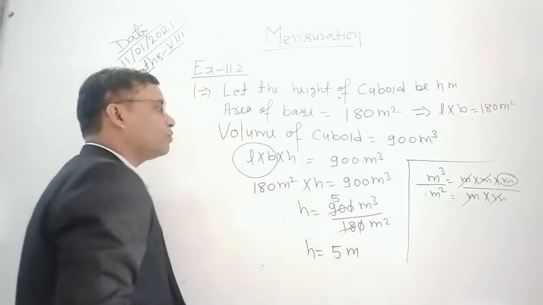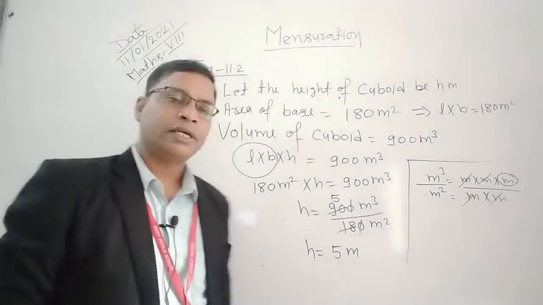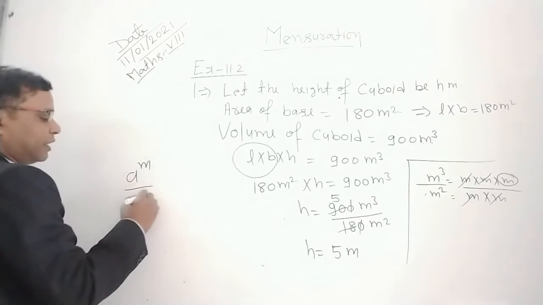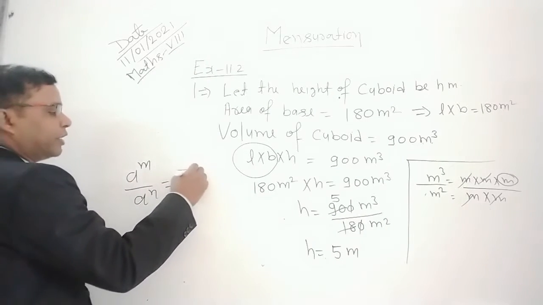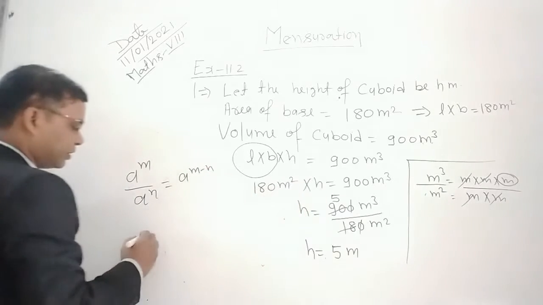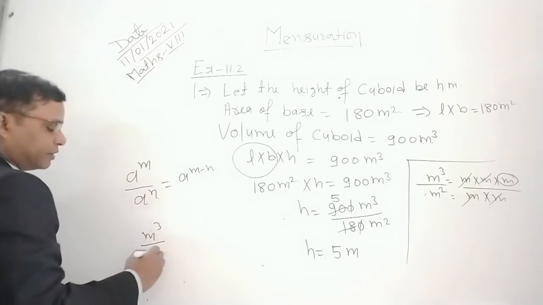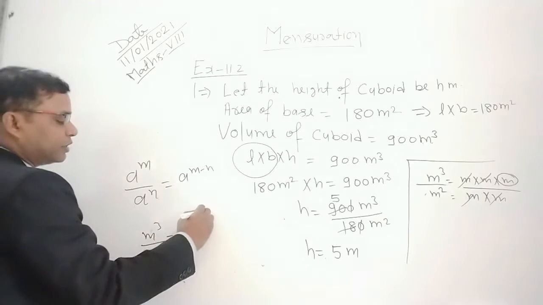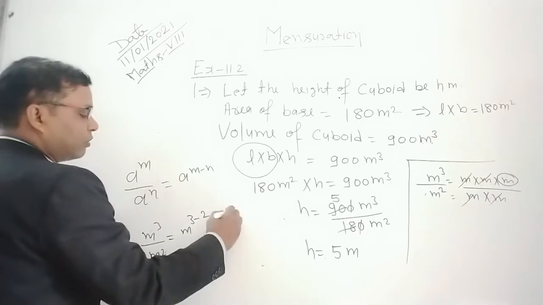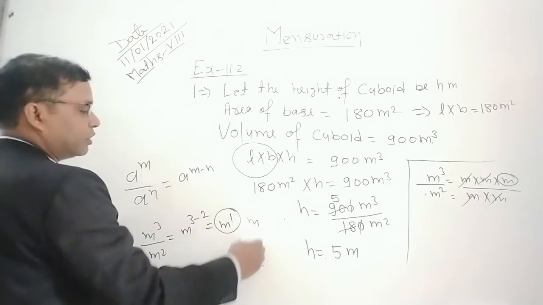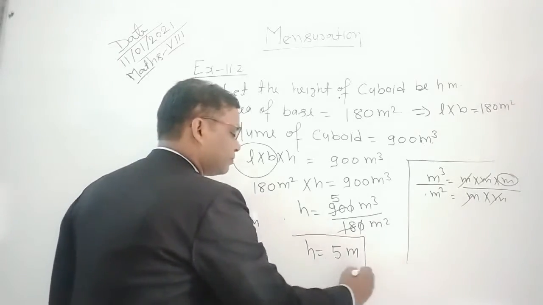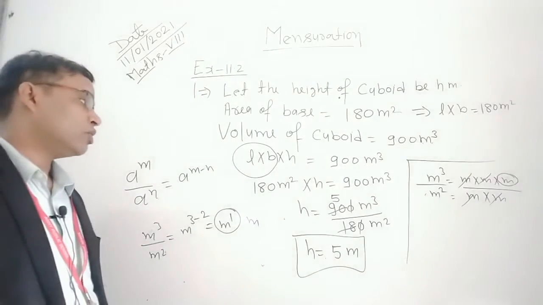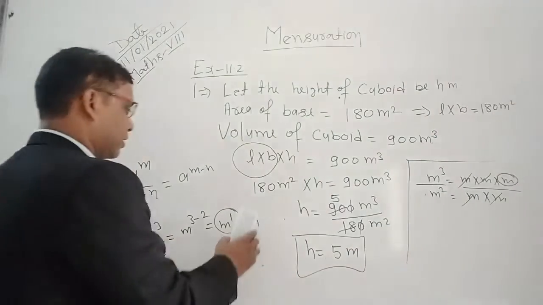5 m. Also you can use here the law of exponents: a to the power m divided by a to the power n is equal to a to the power m minus n. So for m to the power 3 by m to the power 2, this is equal to m to the power 3 minus 2. This is equal to m to the power 1, or simply m. So we get the height of the cuboid is 5 meter. This is clear.